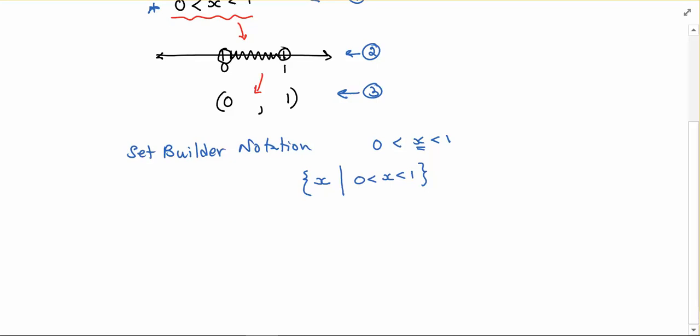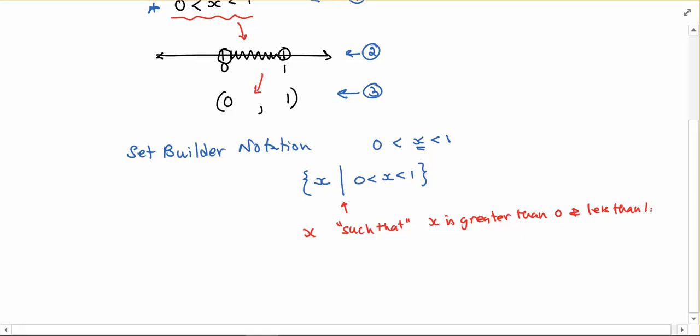There is, of course, meaning to this. This line in mathematics, if you're interested in learning the meaning, says "such that." So this is sort of shorthand. This is really saying x such that x is greater than 0 and less than 1. Okay, so that's what this is saying. Greater than 0 and less than 1.